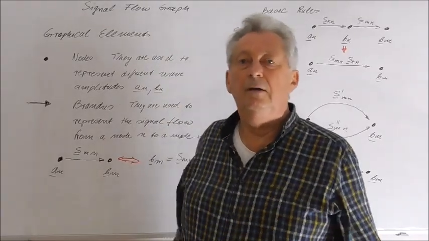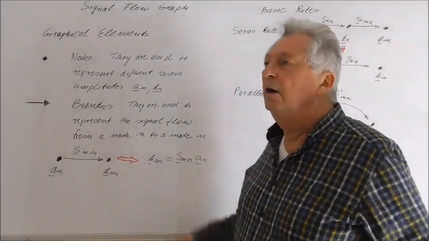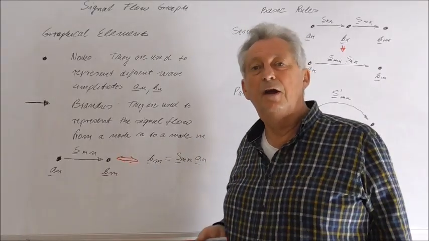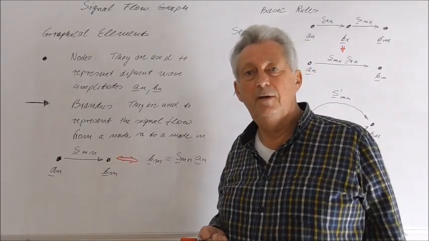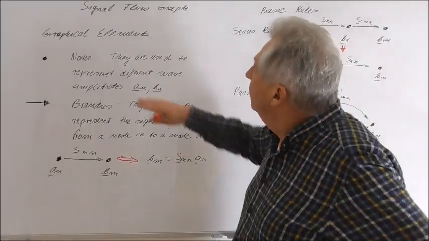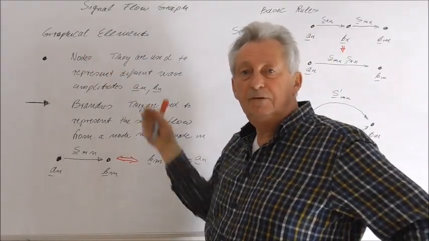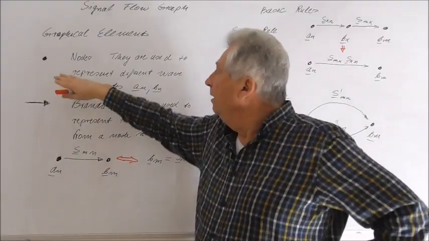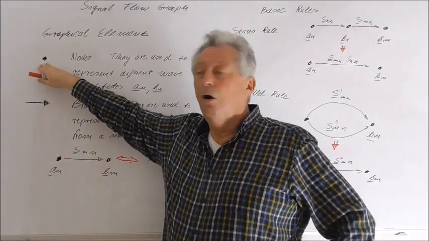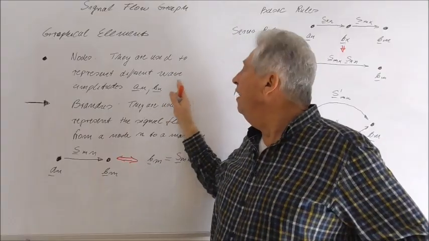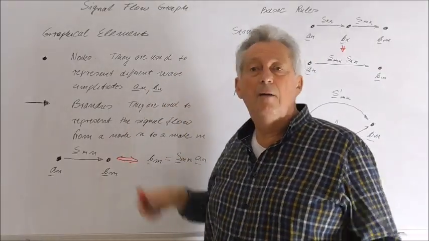So hello together. Today I want to talk about the signal flow graph. It's a graphical representation of the equations of the S parameters, and we have certain graphical elements which we use to represent the S parameter. At the first point there are nodes.